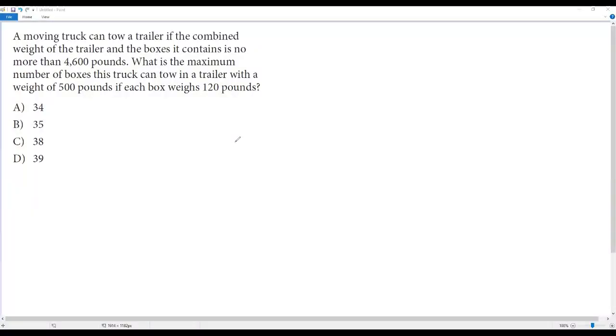Here we have a SAT math question. Okay, let's go to the information. A moving truck can tow a trailer if the combined weight of the trailer and the boxes it contains is no more than 4,600 pounds.